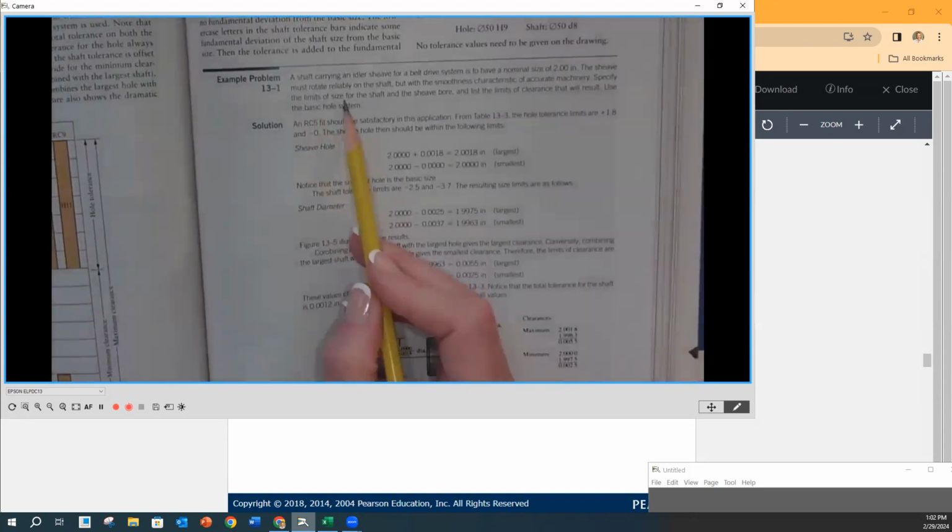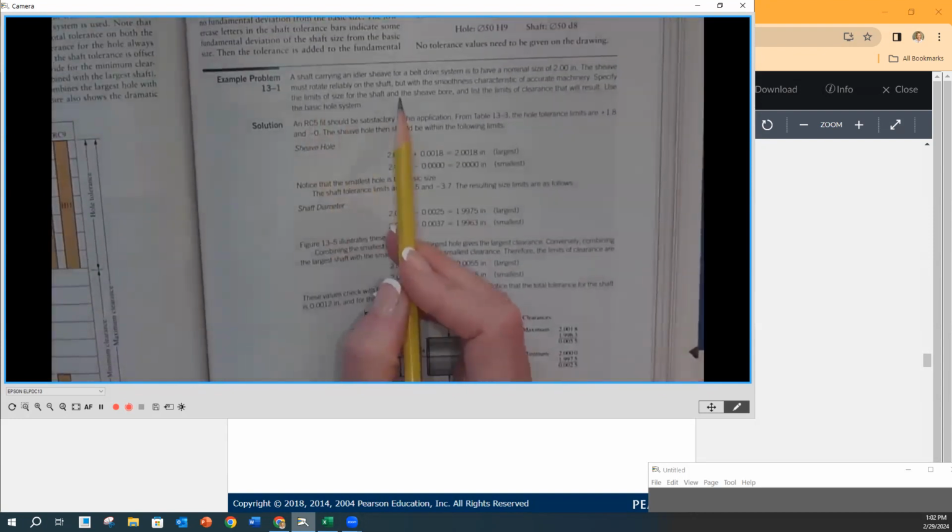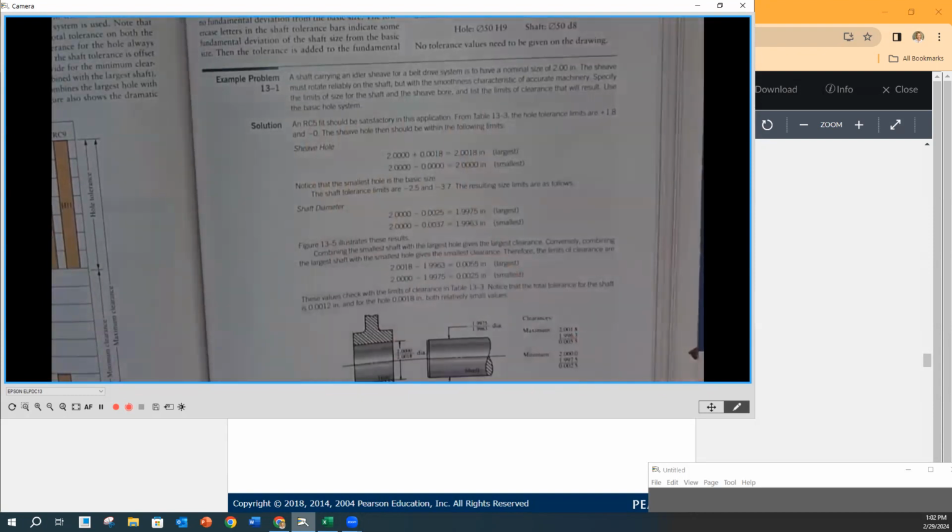Now the sheave must rotate reliably on the shaft, but with the smoothness characteristics of accurate machinery. So kind of like what we chose when we did our gear design to our shafts. Specify the limits of size for that shaft and the sheave bore, and list the limits of clearance that will result. Use the basic hole system, okay, which is exactly what we have on our charts here.